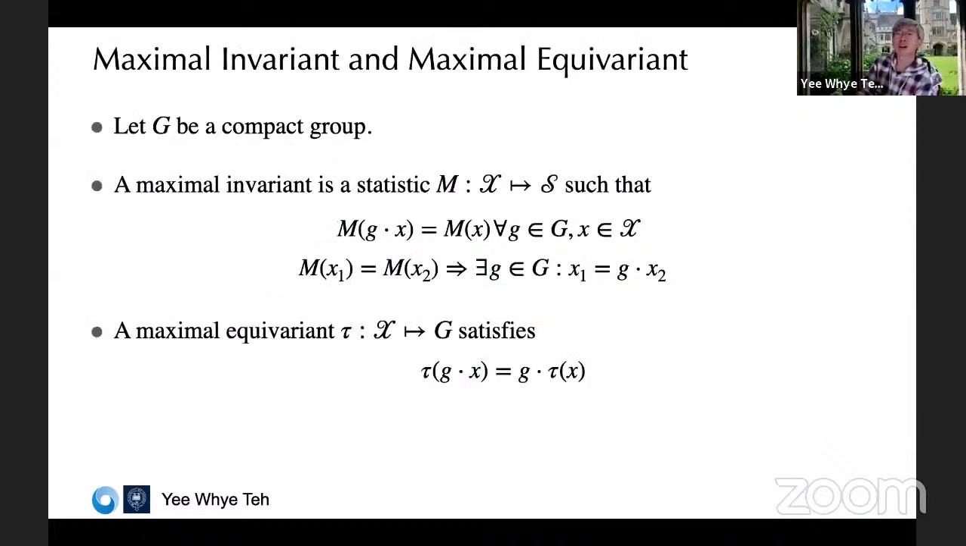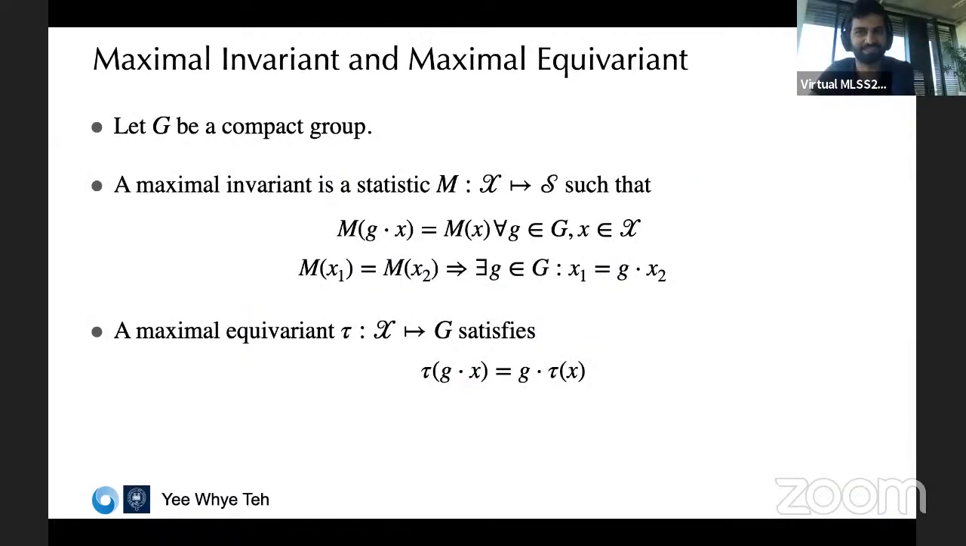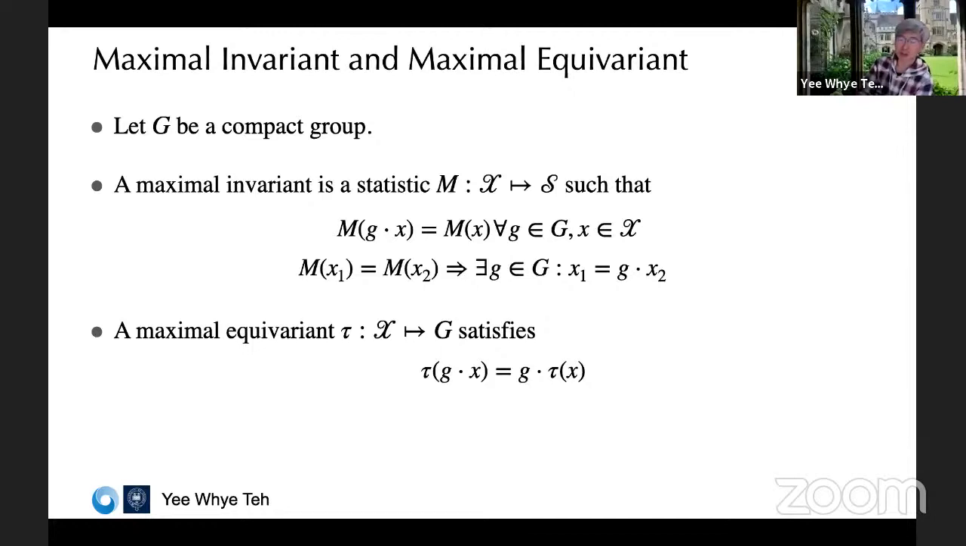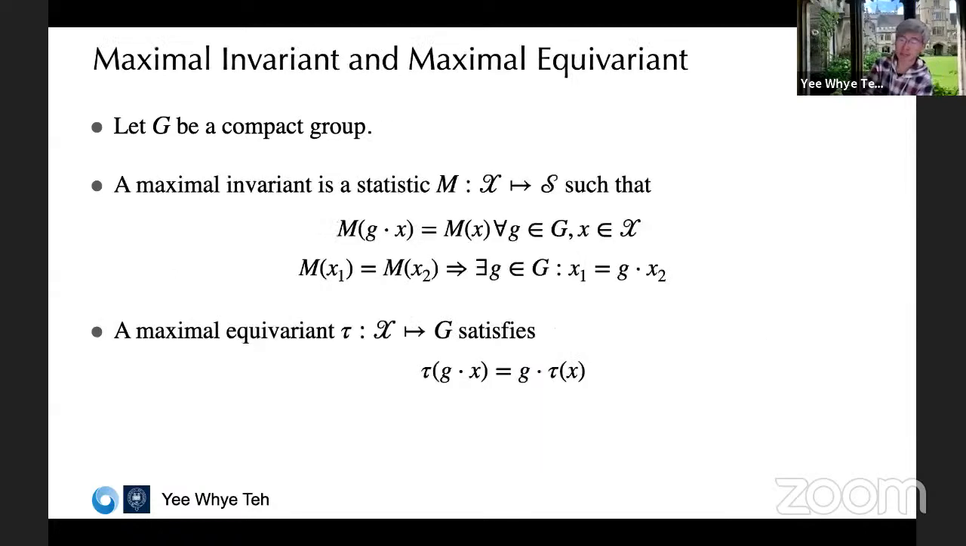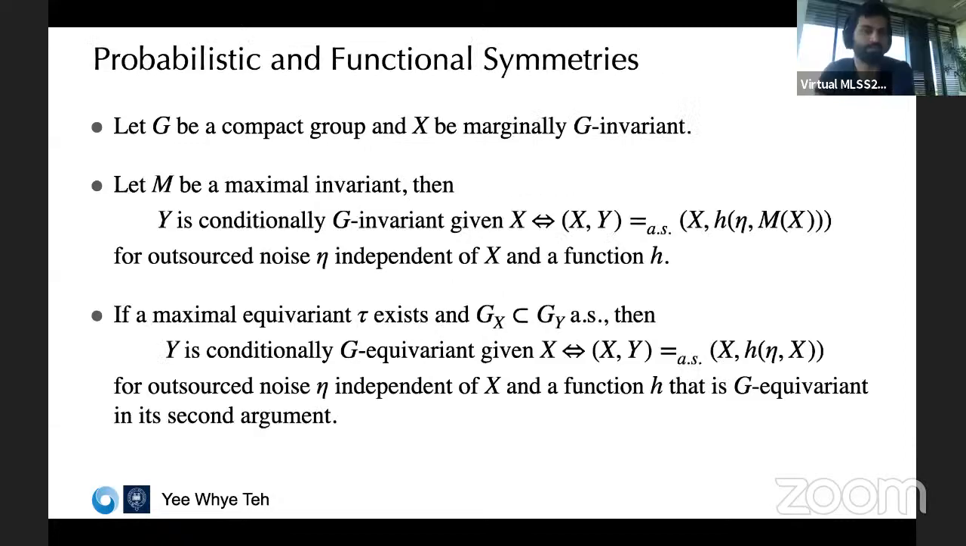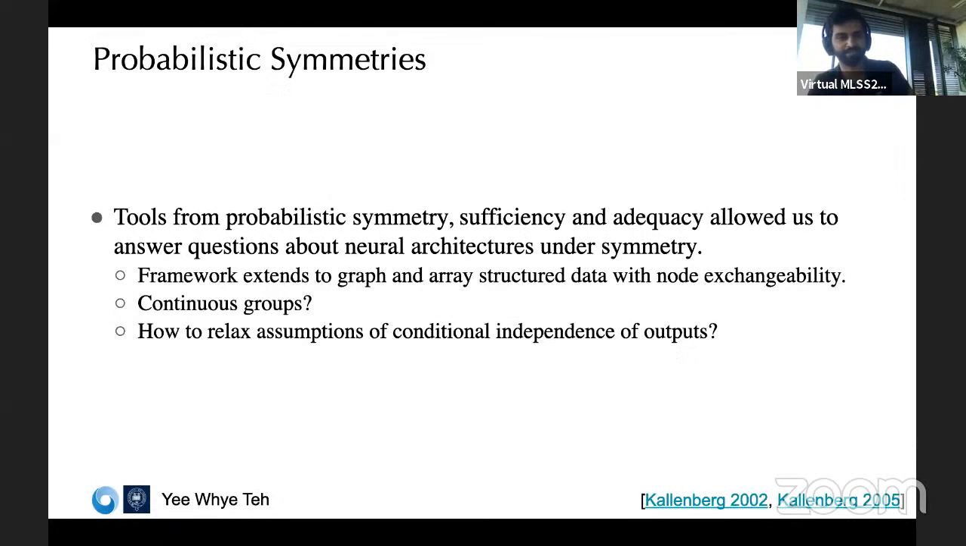I think I'm running out of time. Yeah, we have 4 minutes left. It's okay. I'm just going to finish up. I'm just going to skip through this. But there's some more general theory around what's called maximal invariance and maximal equivariance as well. Sure, take your time. We have 30 minutes more. No, that's okay. I think I'll start wrapping up.